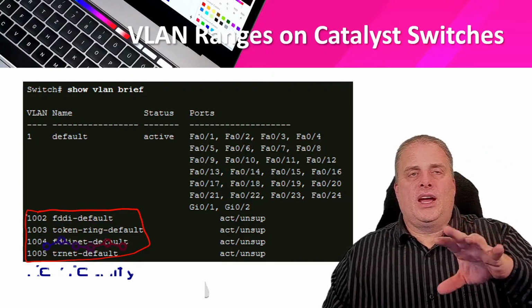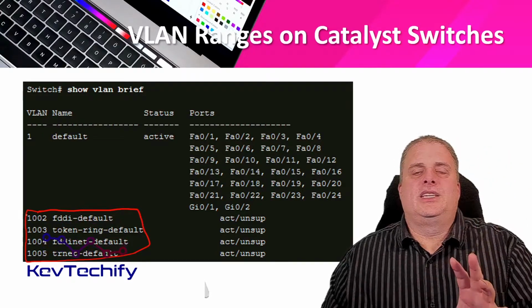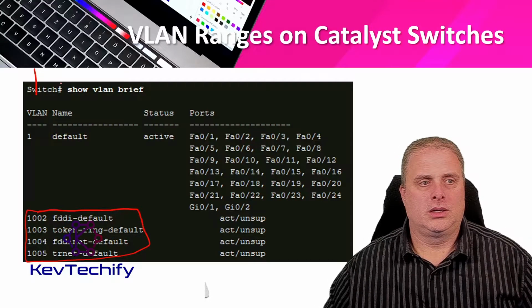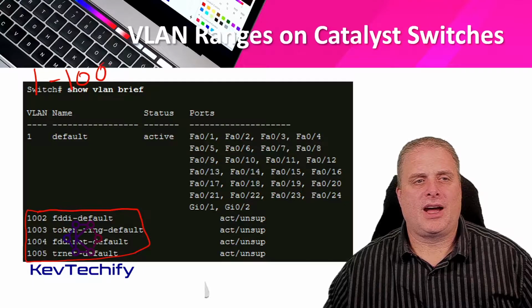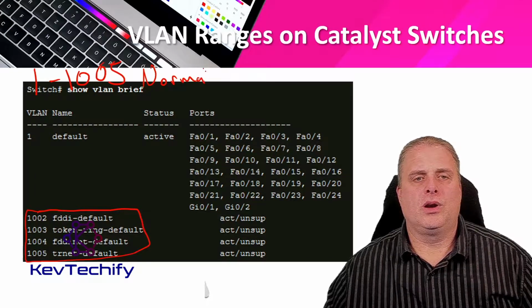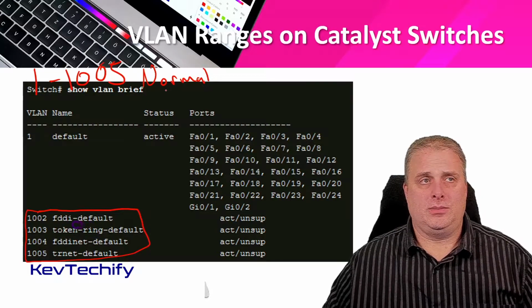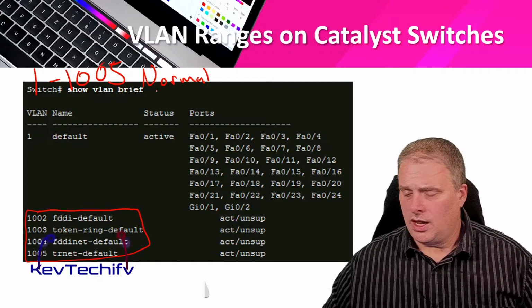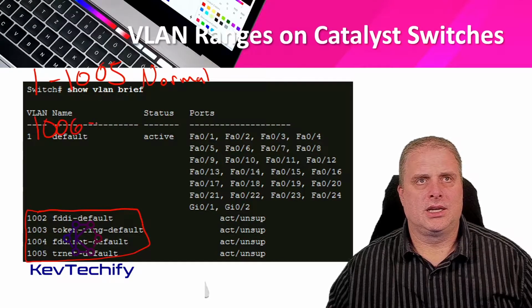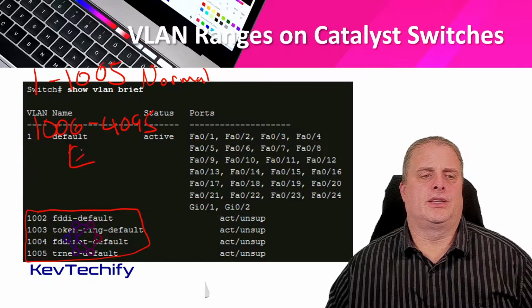Once again, we have 4,096 VLANs. VLANs 1 to 1005 are what we call our normal range. This is where most VLANs are set up. This is what most companies use. VLANs that go from 1006 to 4095 are what we call our extended VLANs.